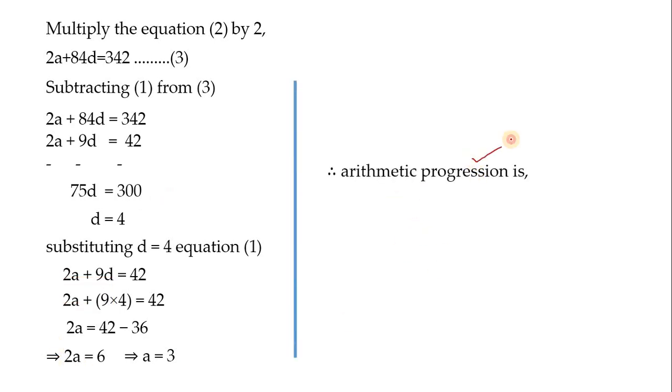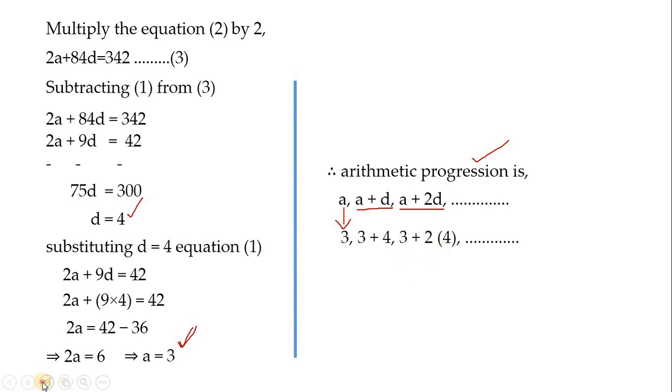Therefore, arithmetic progression is, you just write any 3 terms, children. So, the arithmetic progression general form is a, a plus d, a plus 2d and so on. So, a value is how much? That is 3. So, in this place write 3 and in this place a plus d means 3 plus 4 and in this place 3 plus 2 times 4, just like this.